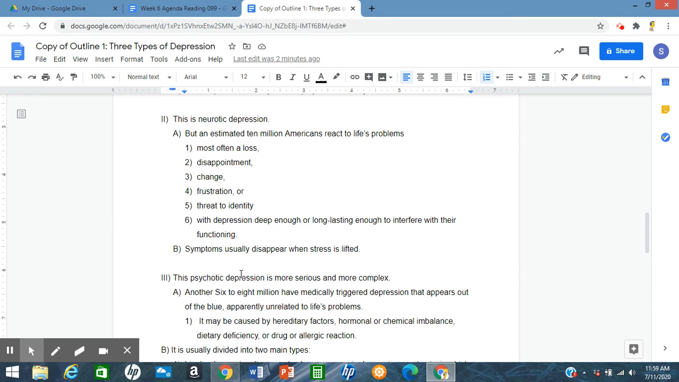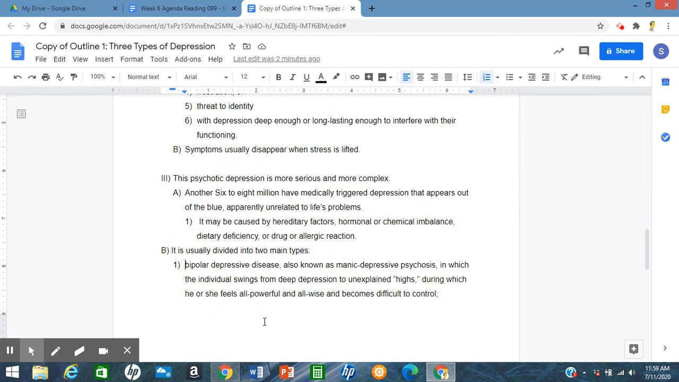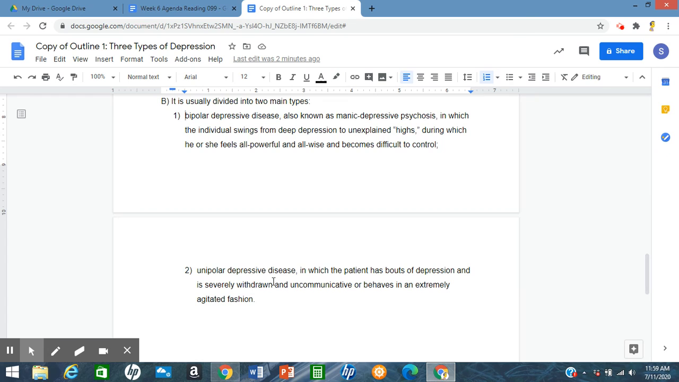Then topic sentence 3, psychotic depression. And so here we have A. Another 6 telling us about this, and then it may be caused by, and you could have broken this down similar to what we did here with the minor details, putting 1, 2, 3, 4, or you could have just kept it all as one sentence. And I just wanted to show you that you could have done the same here, kept it all as one sentence. Again, there is some leeway when it comes to outlining. And then major detail 2, it is usually divided into 2 main types, and then the minor details are explaining those 2 types. 1, bipolar depressive disease, and then 2, unipolar depressive disease.